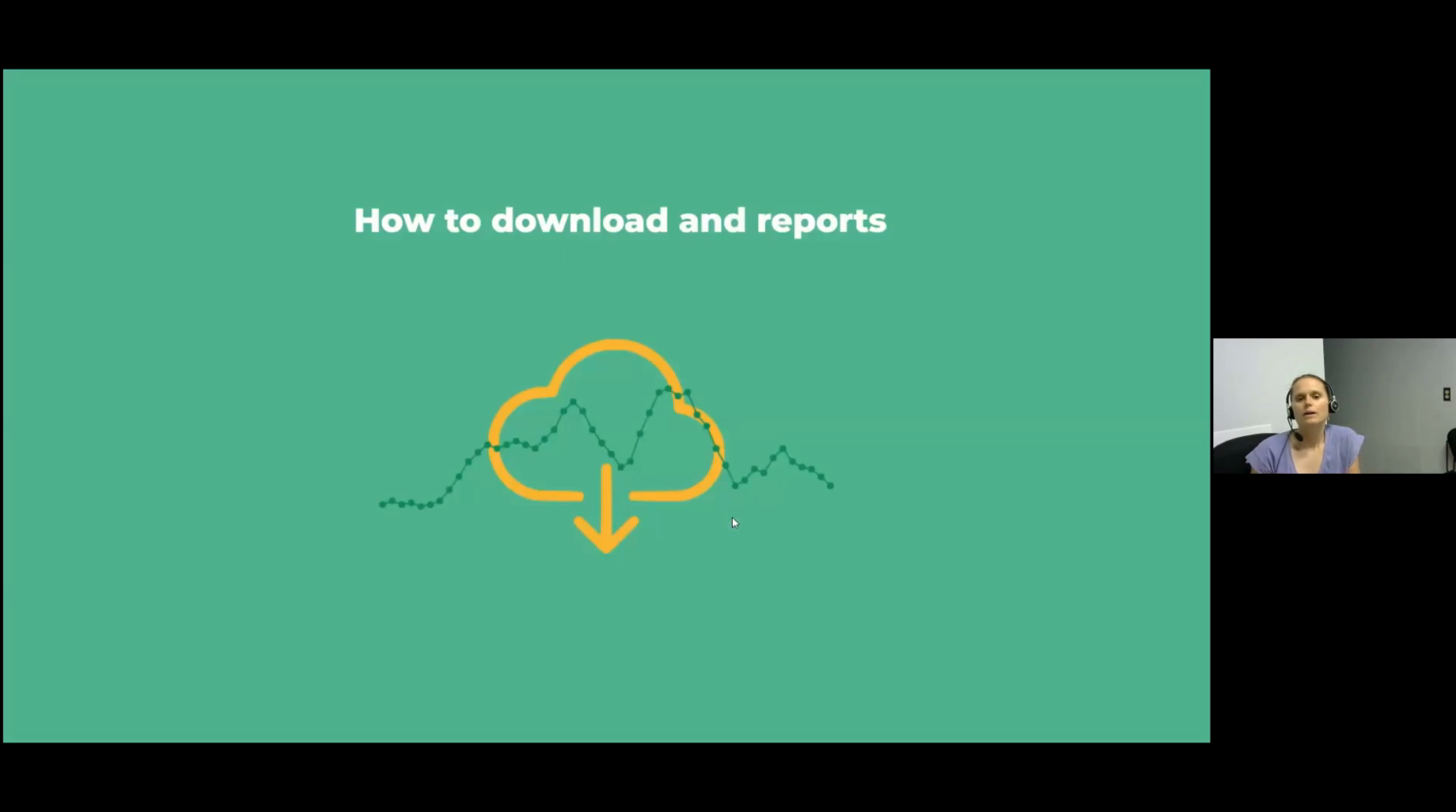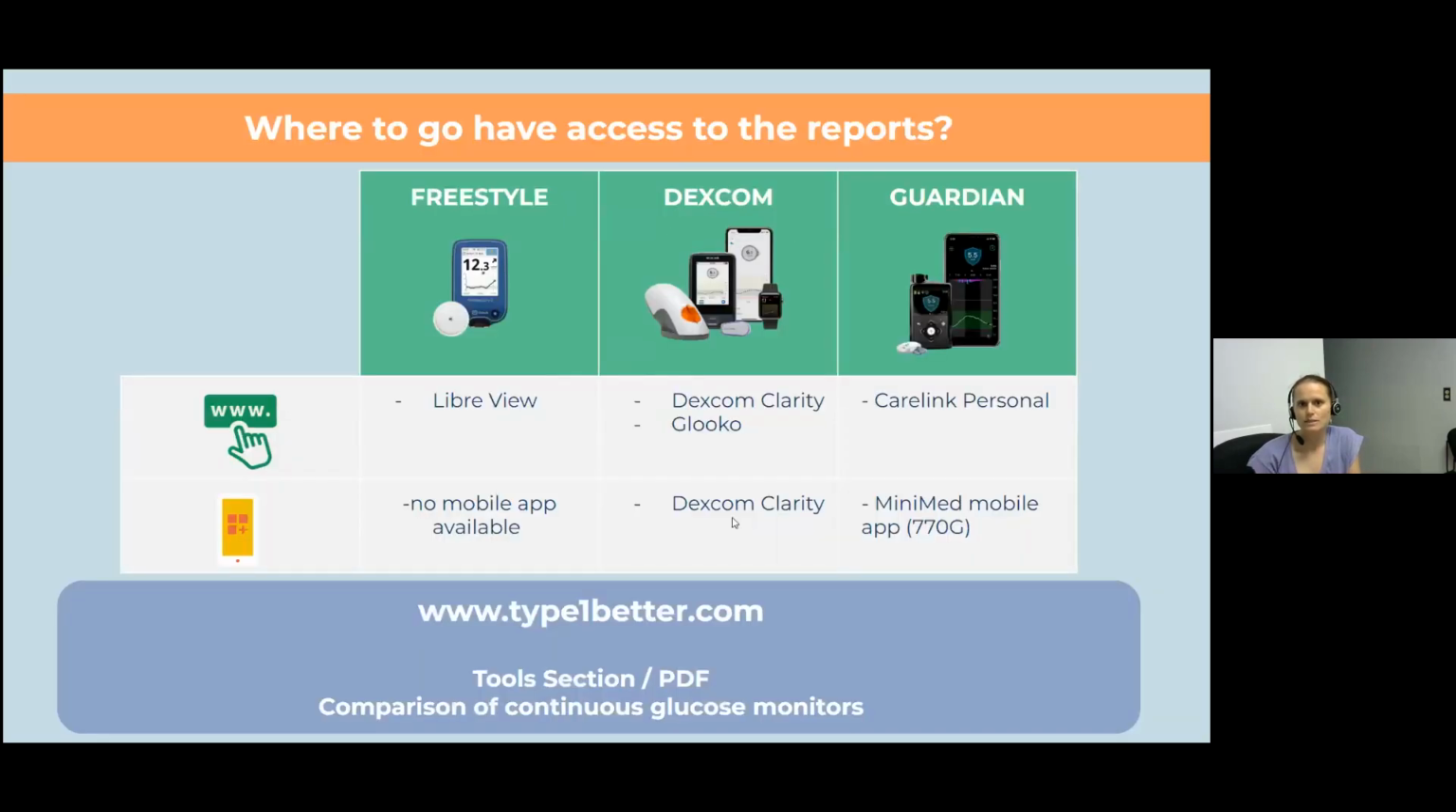So now that we know that these reports are useful, how do we download them and how do we visualize them? You can see that depending on the type of CGM, there will be a platform associated to the CGM to be able to visualize the reports. This little table here is just a summary, but there's a tool in Better where you can find a little bit more information. And I'm just going to spend a few minutes with you to look at every single CGM and see how we can upload the data.